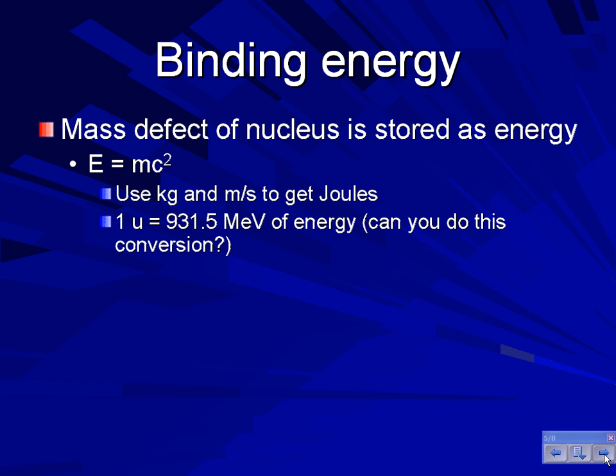And we could actually do this conversion if we wanted to, and we would find that one atomic mass unit of energy, or one atomic mass unit of mass, is the equivalent of 931.5 million electron volts of energy. That's a conversion that you will use a lot in these problems with nuclear physics. I think it's a conversion that's also in your data booklet.